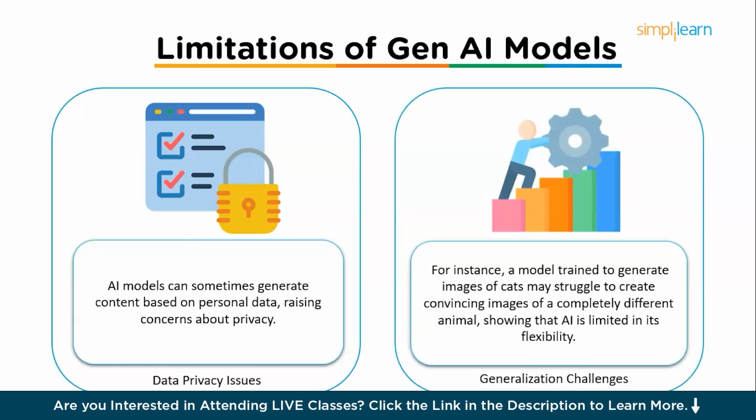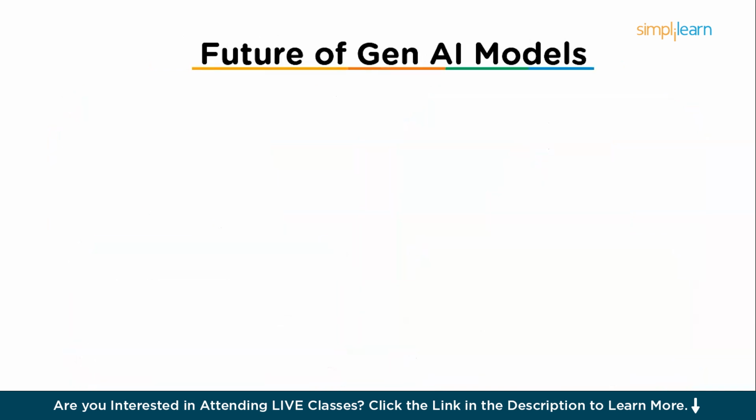So, generative models are great at specific tasks but struggle with broader generalization. For instance, a model trained to generate images of cats may struggle to create convincing images of a completely different animal, showing that AI is limited in its flexibility. Now, moving on down the line, we will understand the future of Gen AI models.